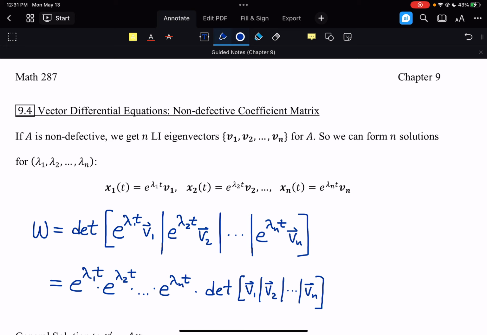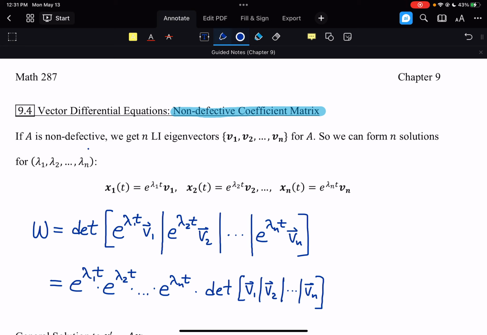So in 9.4, we're looking specifically at the case where we're solving vector differential equations with a non-defective coefficient matrix, because we need eigenvalues and eigenvectors to be able to come up with these solutions. So we're looking at the case where we have a non-defective matrix first.